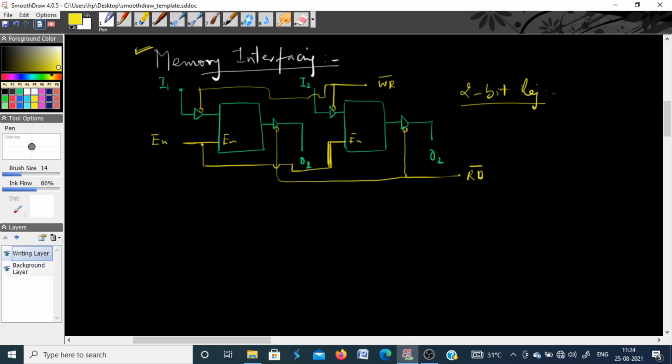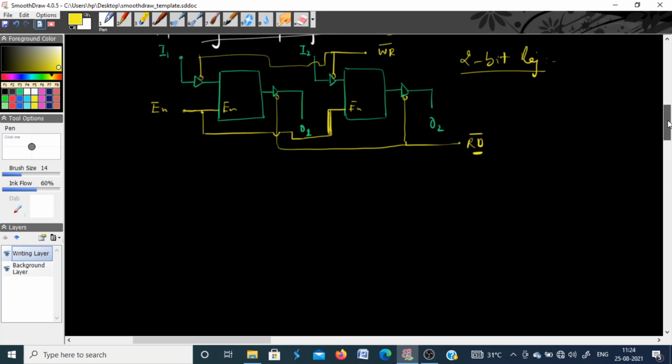data is written into the memory by using the write signal, and you can read the information from the memory by activating the read signal. Okay, and of course this enable pin must be set to logic 1 before you write some data into the memory. Okay, so now this is for one register.